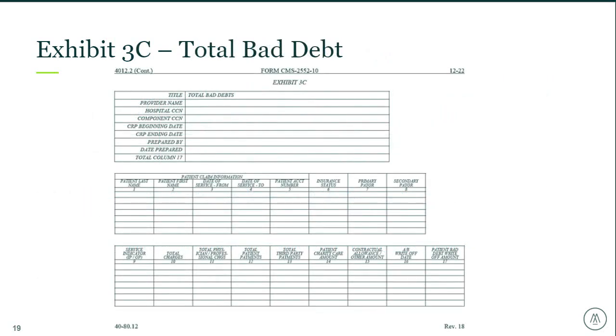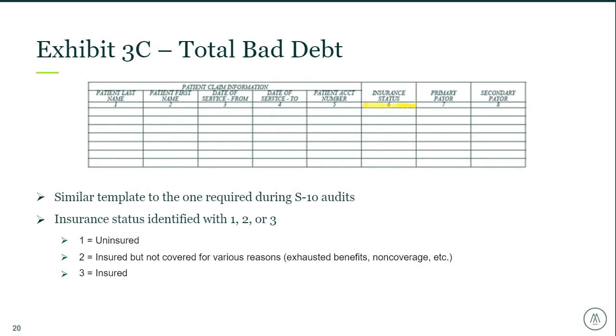So here's a copy of the total bad debt template. It's Exhibit 3C, with a total of 17 columns. There's no requirement for any patient detail, but that will change with the new cost reports. Reviewing the template, it kind of mirrors the charity template in many of the same ways, with the demographic information, the insurance status, along with the reconciliation of each account.